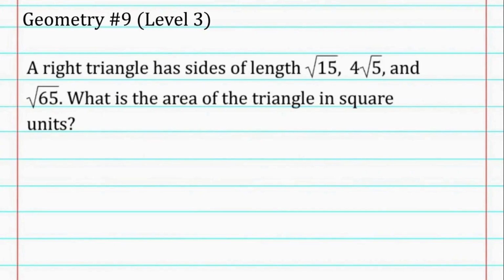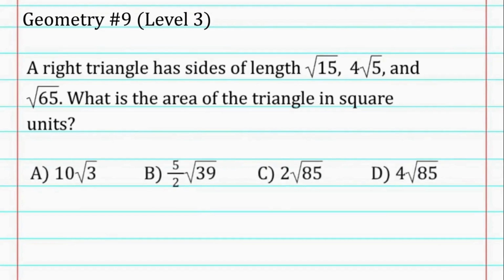Today, we're going to do a tough one that involves geometry. A right triangle has sides of length root 15, 4 root 5, and root 65. What is the area of the triangle in square units? Consider options A through D, pause the video, try this problem on your own, and unpause when you're done.